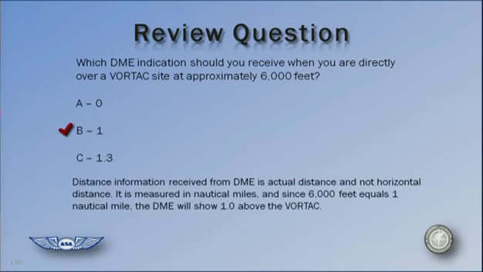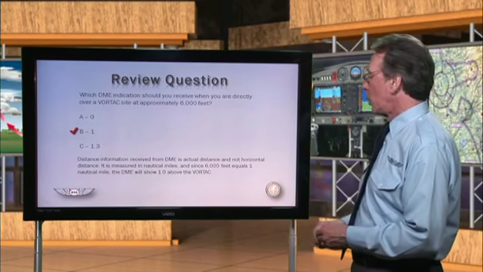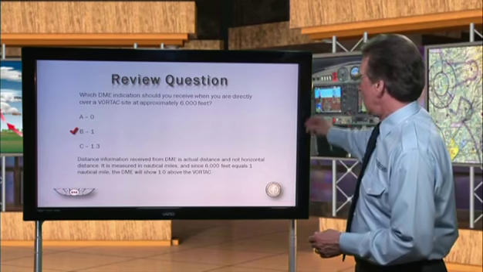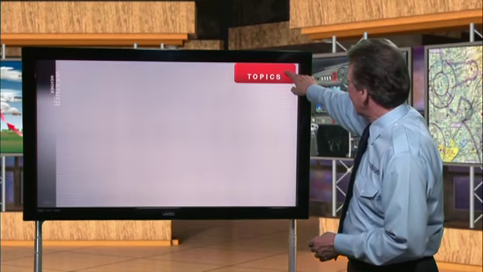Well, your answer is B. Distance information received from DME is actual distance and not horizontal distance. It's measured in nautical miles, and since 6,000 feet equals 1 nautical mile, the DME will show 1.0 above the VORTAC. There you have it. Moving to another topic.